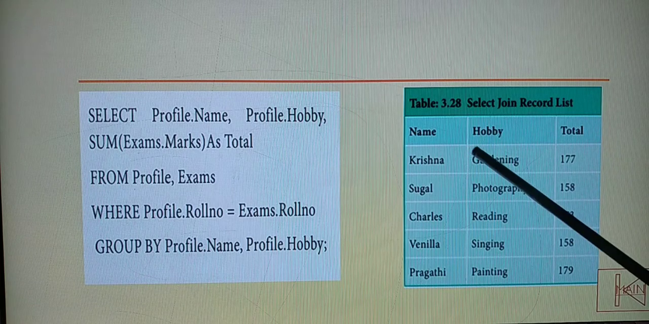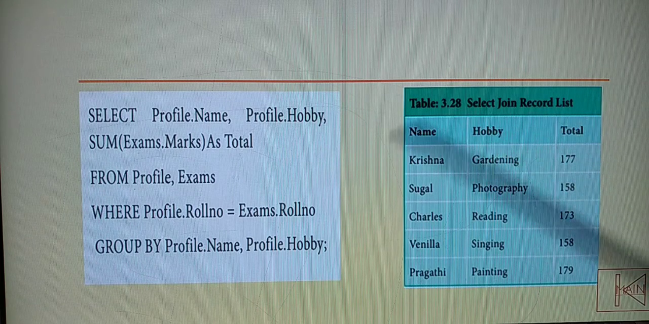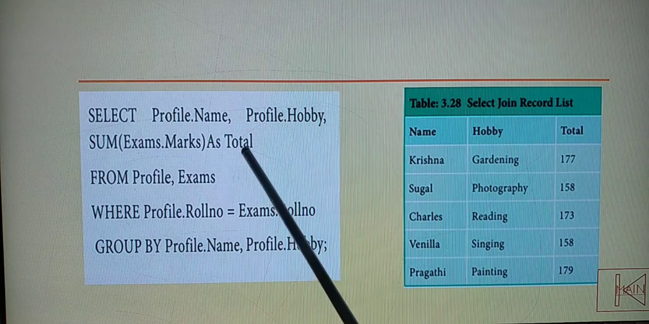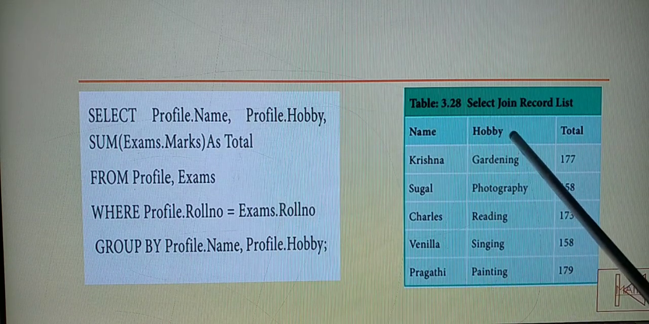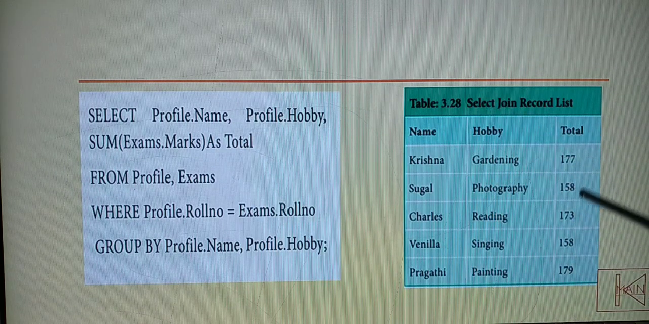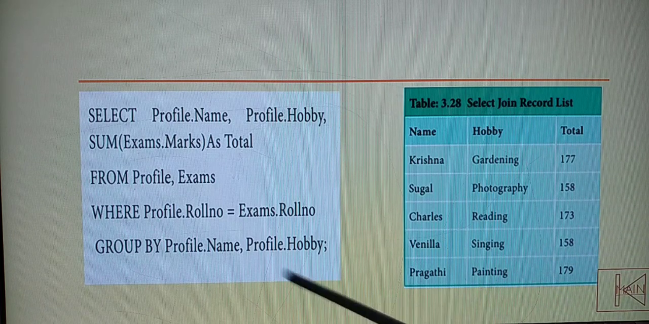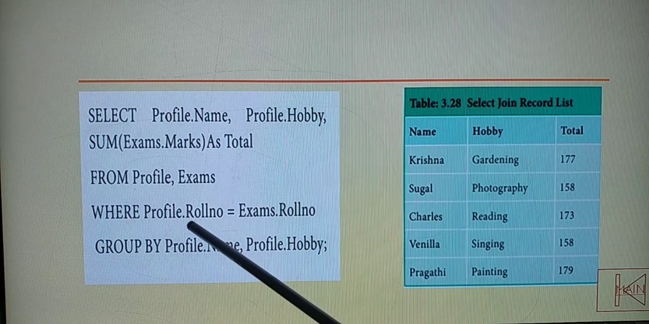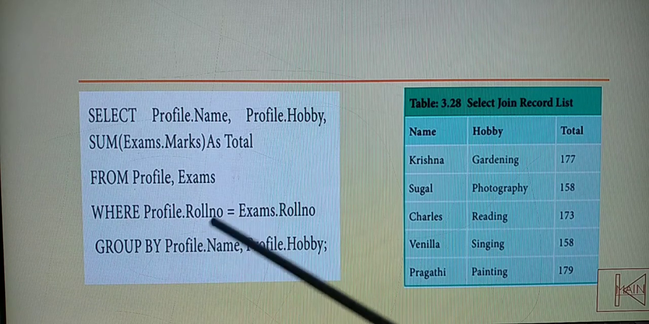See this one. Yes, name, hobby, total. So here also name, hobby, and this is your total. So these are your column headings. And next you are going to have records that satisfy this condition, that is, your roll number must be equal in both the tables.